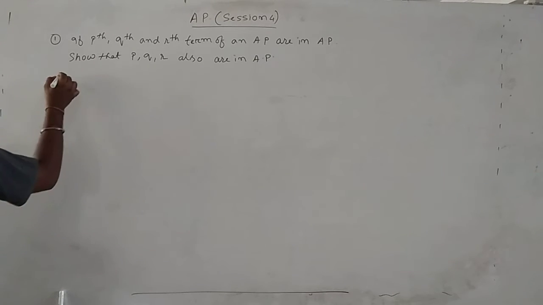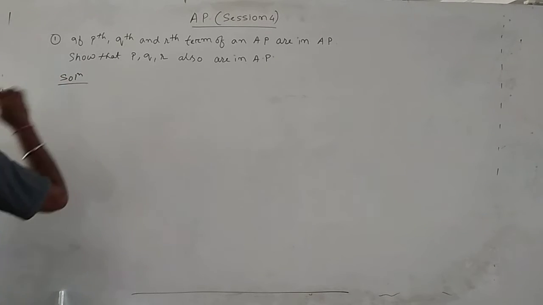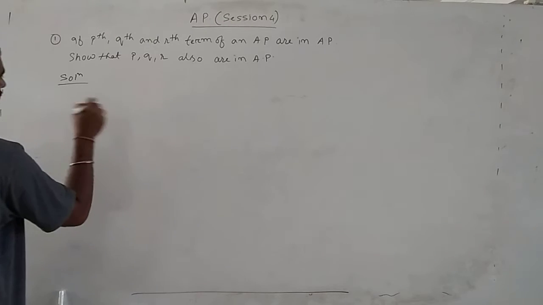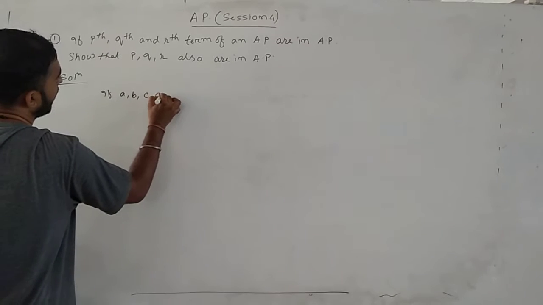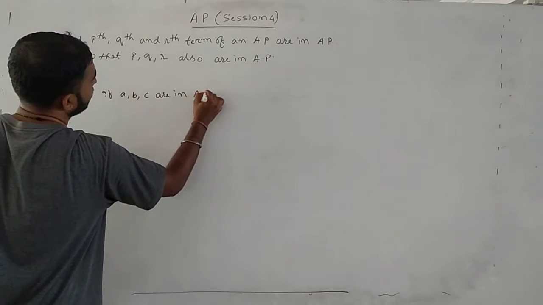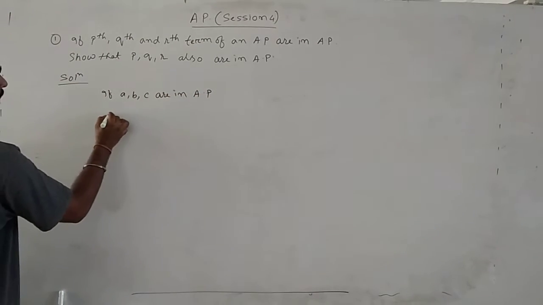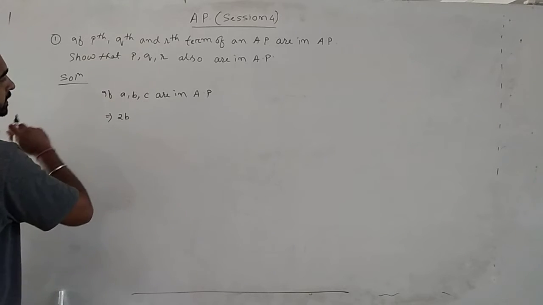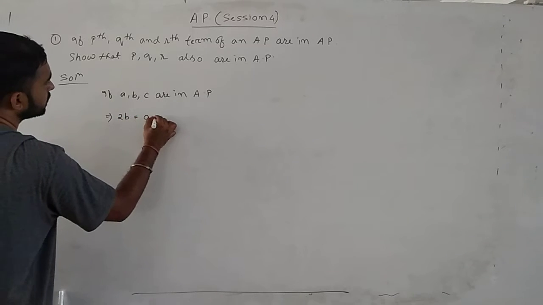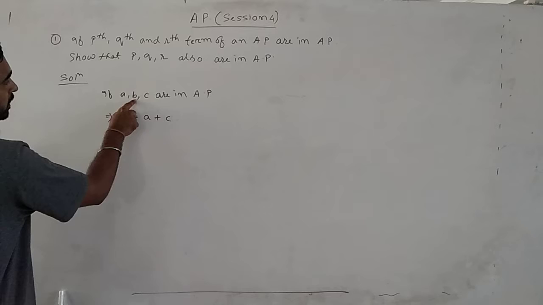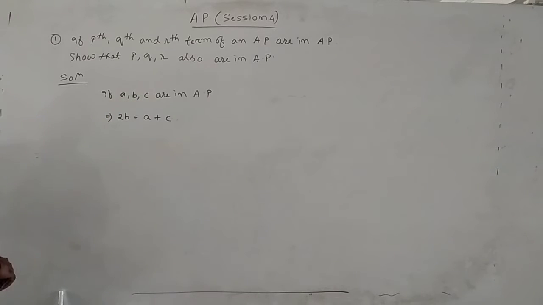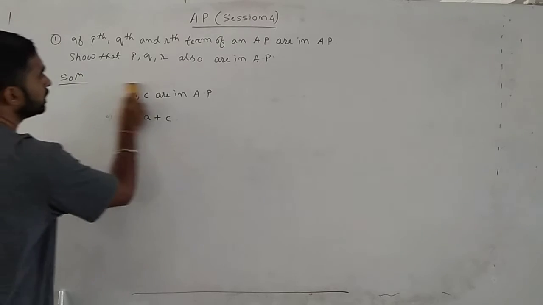So let me first do something. In the first class, we discussed that if A, B, C are in AP, then we have what? Twice B, means twice the middle term, is equal to first term plus the third term. If A, B, C are in AP, then by the rule, twice the middle term equals first term plus third term. So here the same condition we'll use.